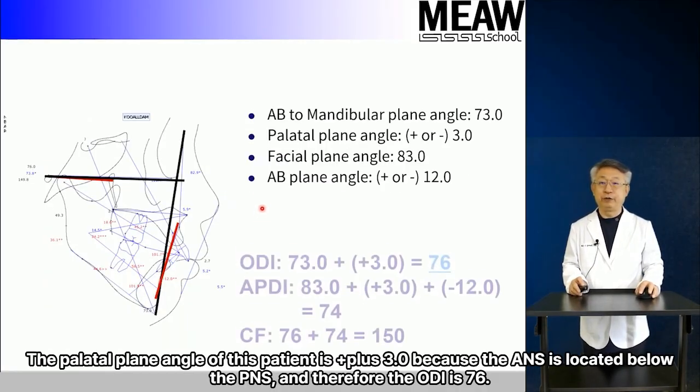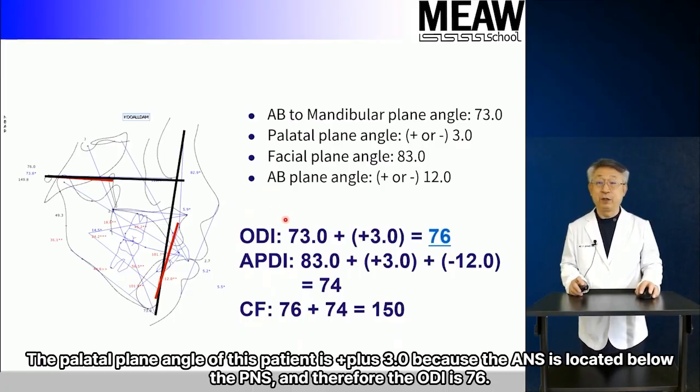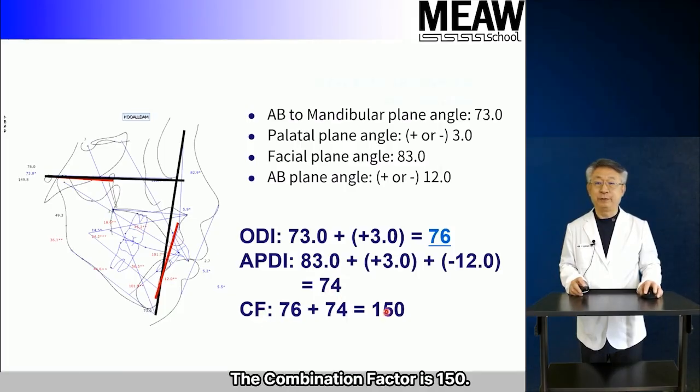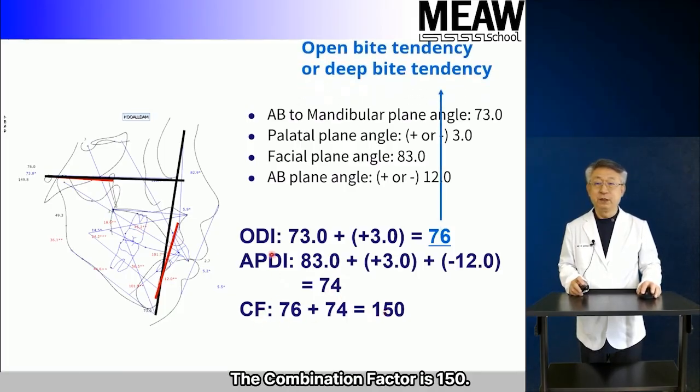The palatal plane angle of this patient is plus 3.0 because the ANS is located below the PNS, and therefore the ODI is 76. The facial angle is 83. The AB plane angle is minus 12 because the A point is in the front, and the APDI is 74. The combination factor is 150.